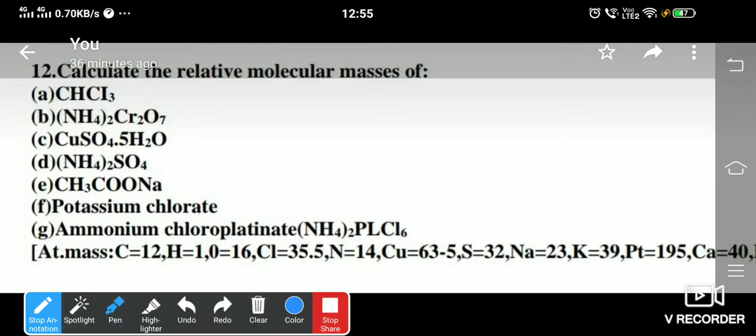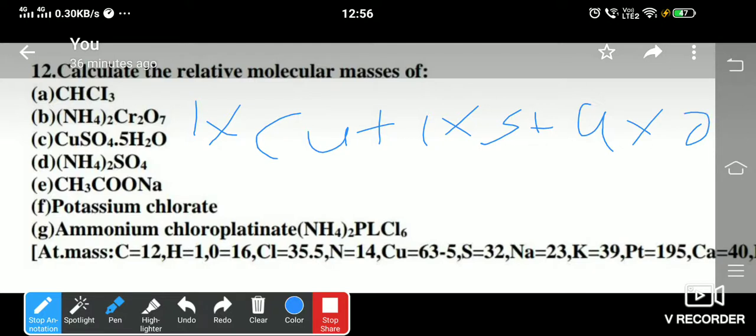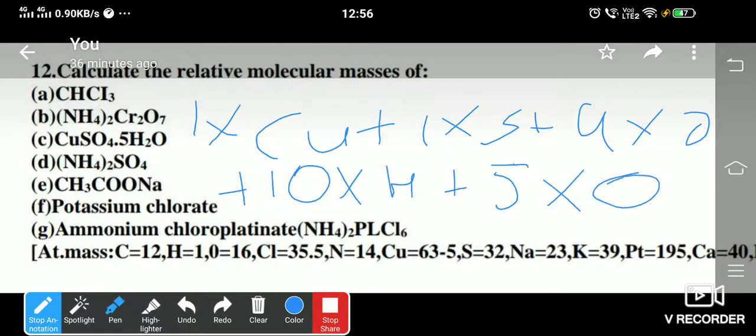How will you solve this? 1 into Cu plus 1 into S plus 4 into O plus, now here you write 10 into H. Why? Because 5 into 2 is 10H. So 10 into H plus 5 into O. While balancing the equation also you do the same. If a number is written in front of the compound, that number is applicable for all the elements of the compound.